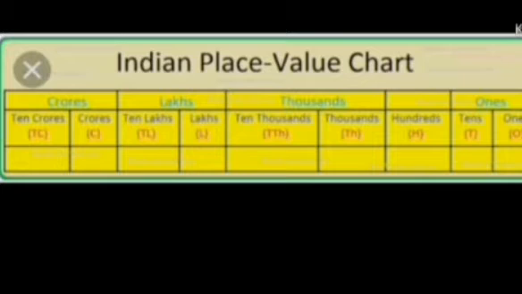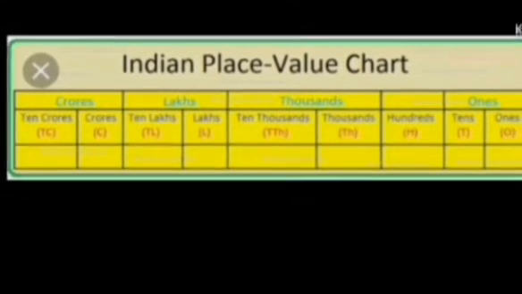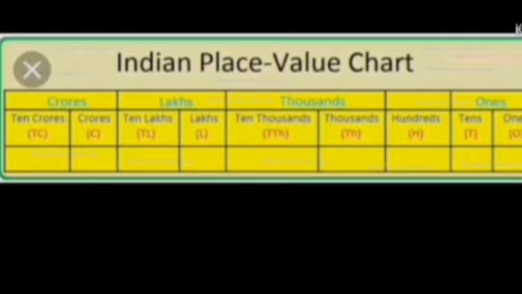See this one, the Indian place value chart. If you observe here, you have the ones period, thousands period, lakhs period and crores period. In the ones period you have ones, tens, hundreds. In the thousands period you have thousands and 10,000s. In the lakhs period, lakh and 10 lakh. In the crores period, crore and 10 crore.